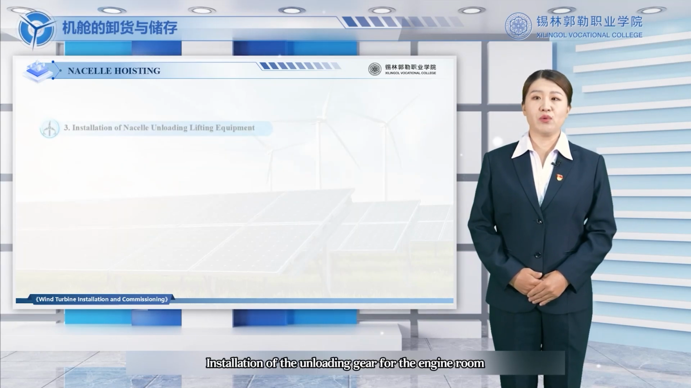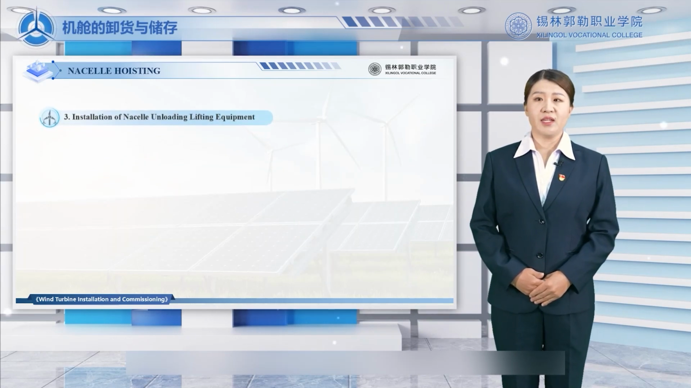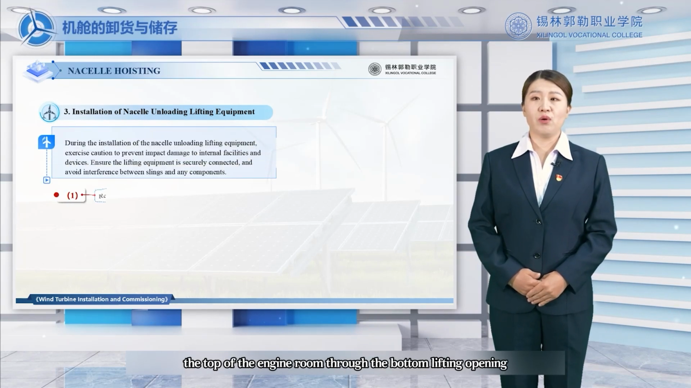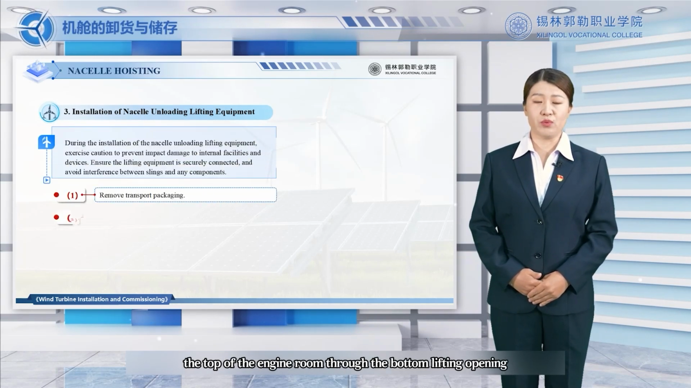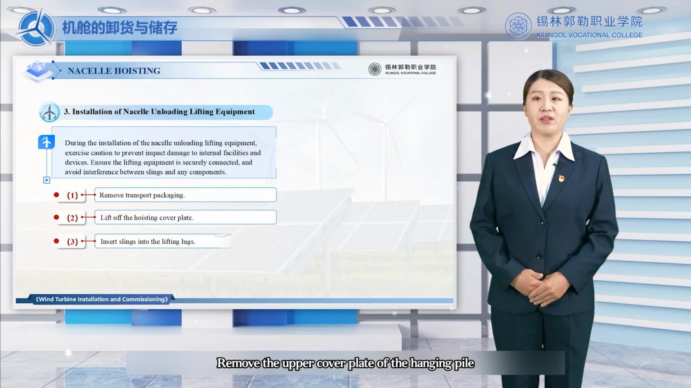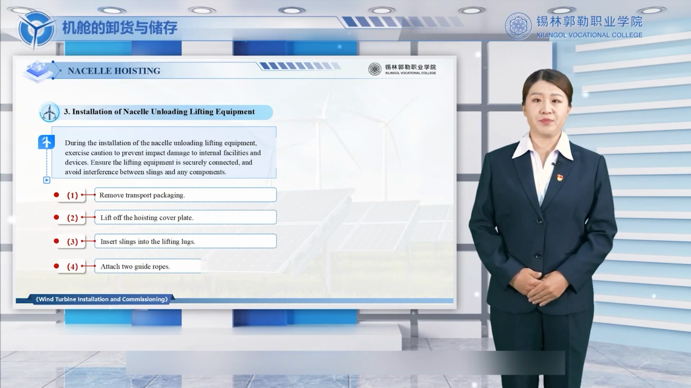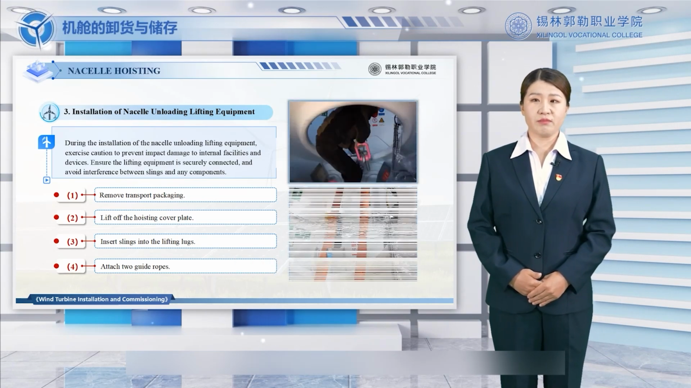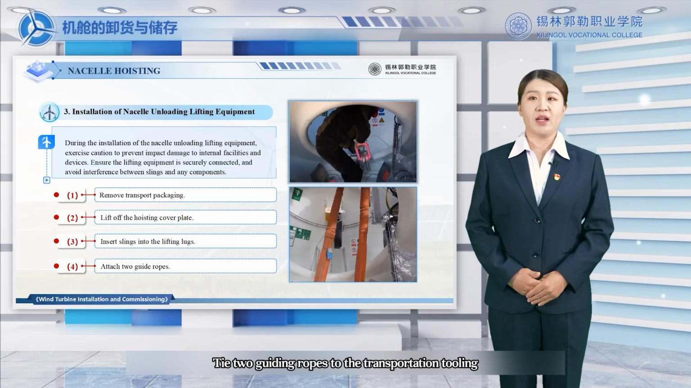Installation of the unloading gear for the nacelle. The unloading workers climbed into the top of the nacelle through the bottom lifting opening. Remove the transport packaging. Remove the upper cover plate of the hanging pile. The sling extends into the lifting lug. Tie 2 guiding ropes to the transportation tooling.